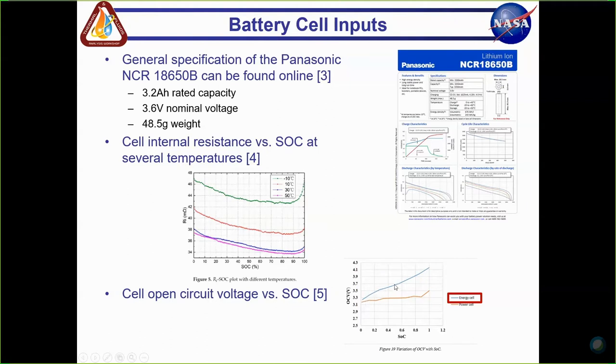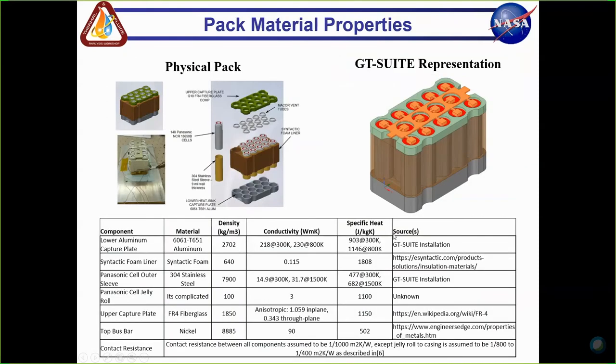Also, information that needs to be known to calculate the heat dissipation rate is the open circuit voltage as a function of state of charge. There's another reference that we found, and the cell that we're looking at here is the energy cell, in blue. By taking all this information, we can calculate a performance characteristic for the battery using an electrical equivalent approach.